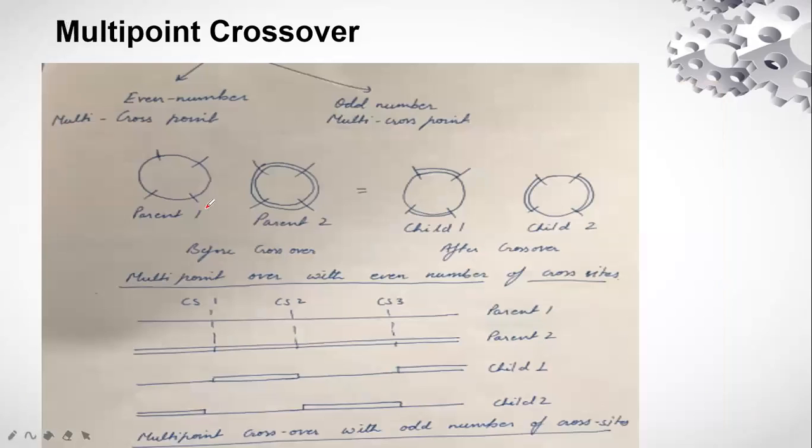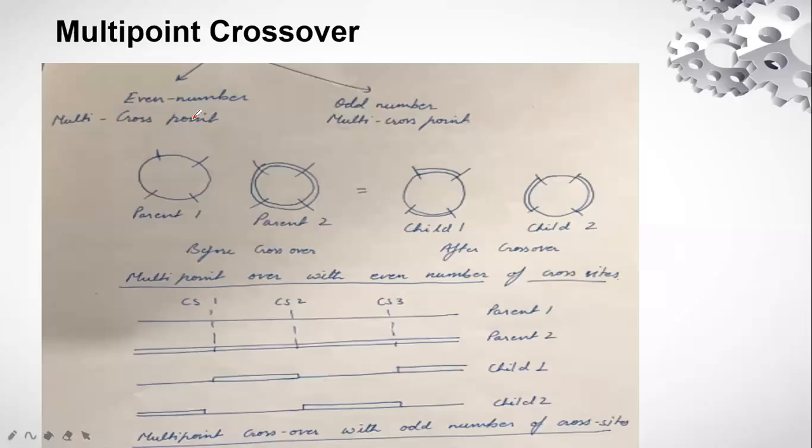Now considering the third, that is the multi-point crossover operation. Multi-point crossover has been divided into two: one is even number multi-cross point and the second one is odd number multi-cross point. We have to remember that whenever we consider the even number multi-cross point, we always take the circular form, right? For even number, we take the circular form, circle, and for odd number, we take a straight line.